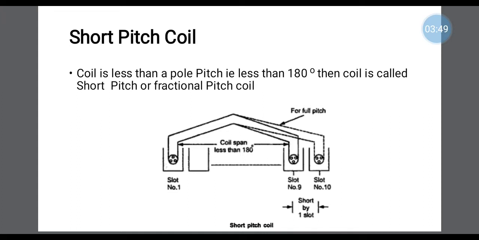So if it is a full pitch, slot 1 should have the starting conductor and the ending conductor should be at slot 10. That is what we call a full pitch. But it is not like that in this case. So it is less than the 180 electrical degrees, or less than the n value. So the coil span is less than 180 degrees, that means slot number 1 is connected, ending at slot number 9, or it can end at slot number 8. Then we can call it a short pitch. That is short by one slot. That is why we call it a short pitch.